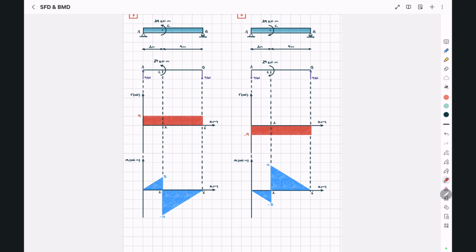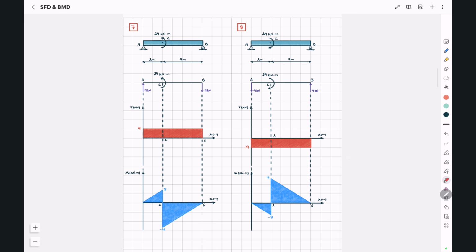So these are the shear force and bending moment diagrams for this beam. You can see that the magnitude of our maximum shear force was equal to 4 in both beams, and the maximum magnitude of our moment was equal to 16. Now in the next 2 examples, we're going to move these 2 concentrated moments 1 meter to the right.